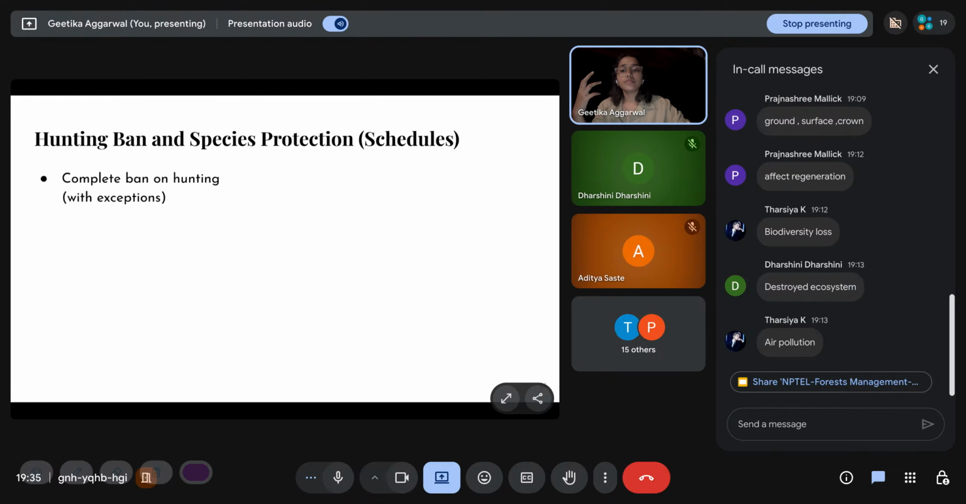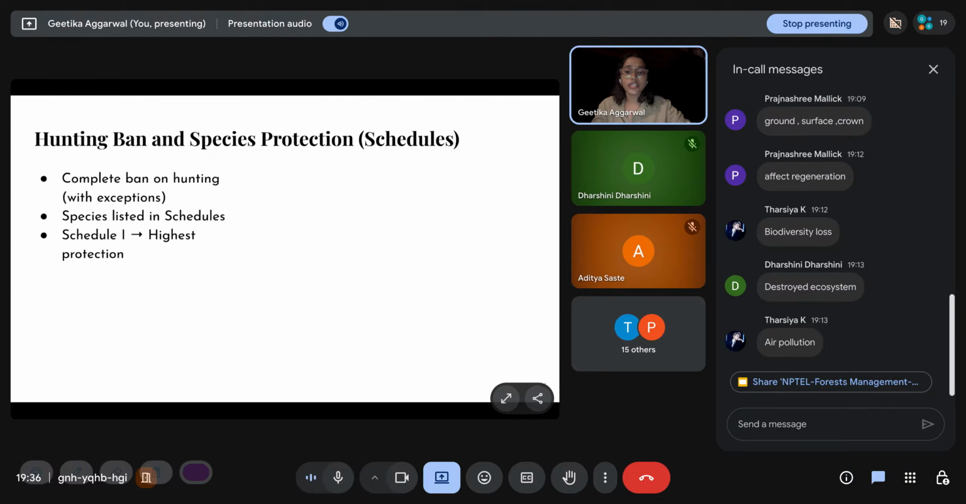So there's a complete ban on hunting with certain exceptions under which hunting can be carried out. For example, if a particular wild animal has gotten uncontrolled, for example, there's a man-eating leopard or something like that, then sometimes hunting is permitted. Or for example, an animal is severely sick and nothing can be done about it, and it cannot be helped, then hunting can be permitted. But otherwise, there's a complete ban on hunting.